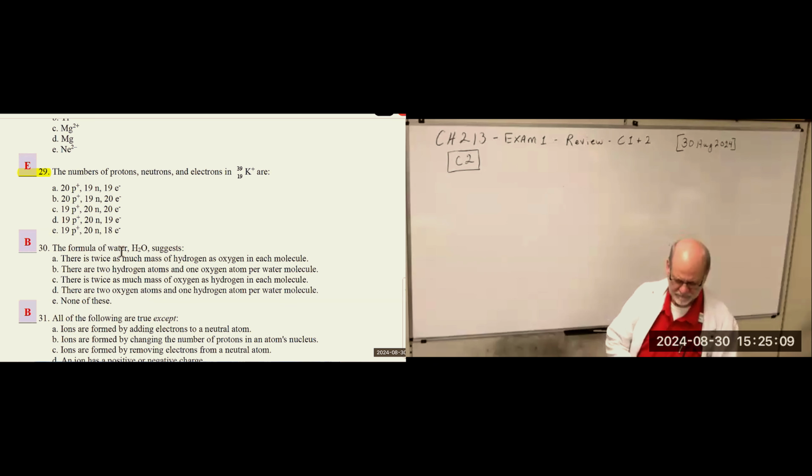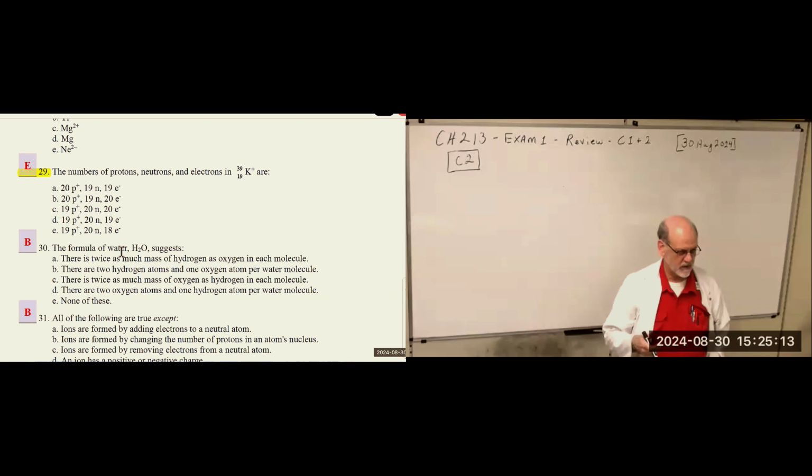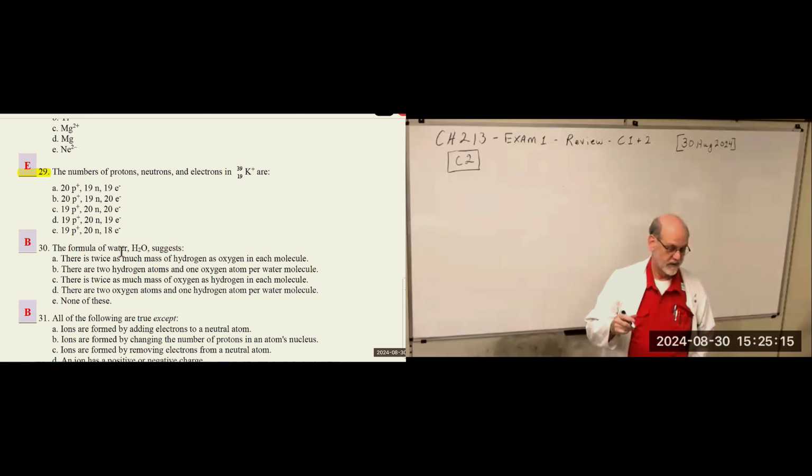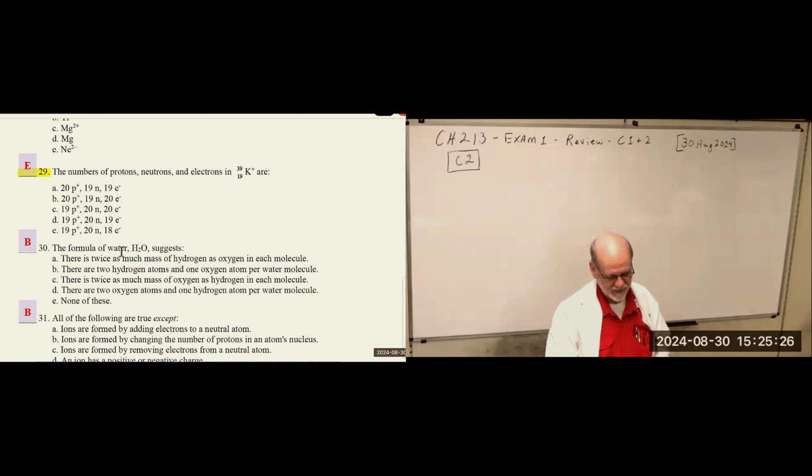We have to remember that when you make an ion, you do it by adding or subtracting electrons. Otherwise, you're creating another element. You're transmuting the element. We don't do that in chemistry. You need a nuclear reactor to do that. 29.